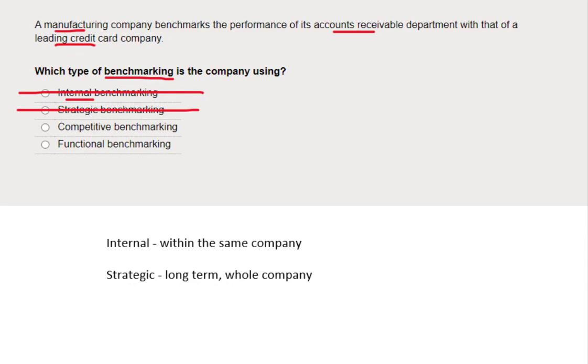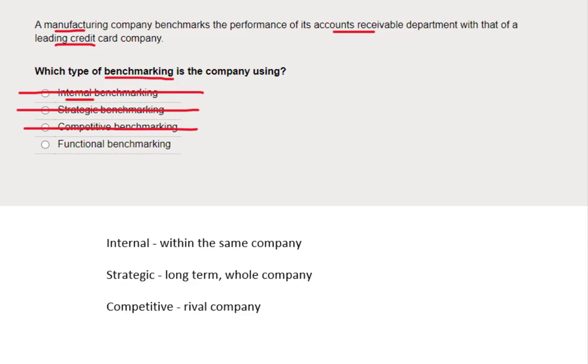And so even if I hadn't memorized the definition, I'm now down to a 50-50 chance between competitive and functional. So which one of these is correct? Well, competitive would be looking at a rival company. So outside of our own business, well, that does work here because the credit card company is not us. They're not in the same sector as they're not the manufacturing company. So it works that they're outside of the business. But are they a rival? Well, no, they're in a completely different business area. They're not another manufacturing company. And so competitive can't be right.